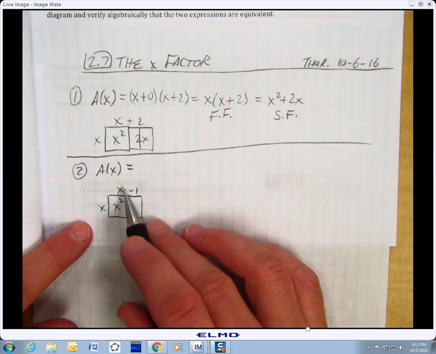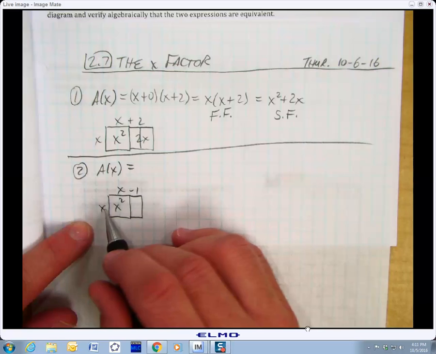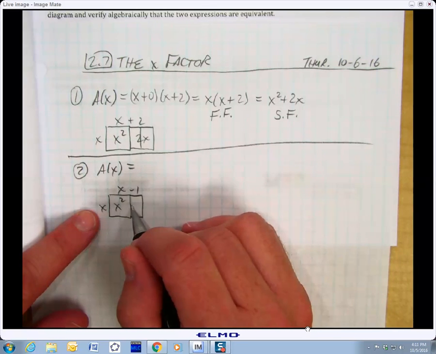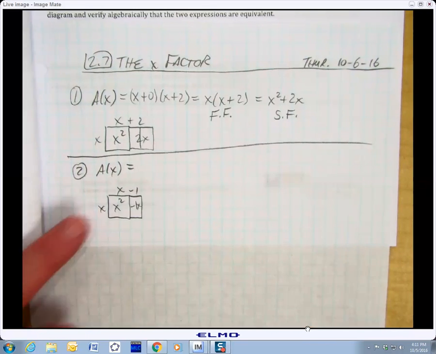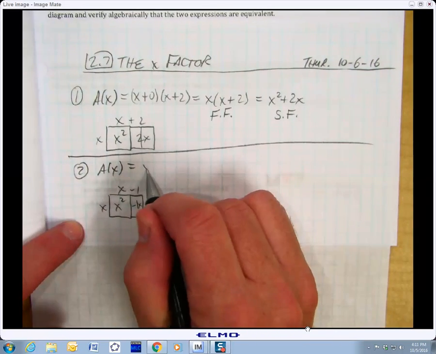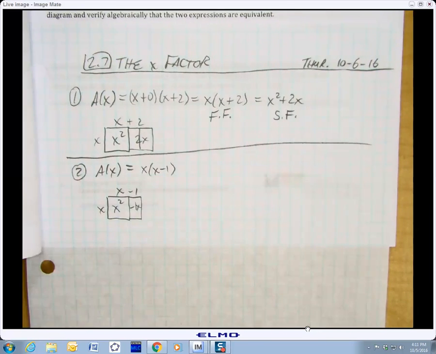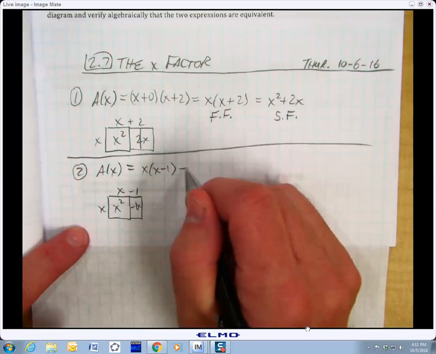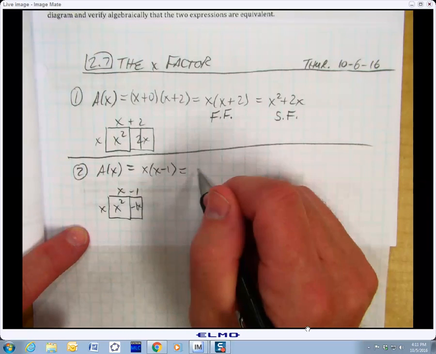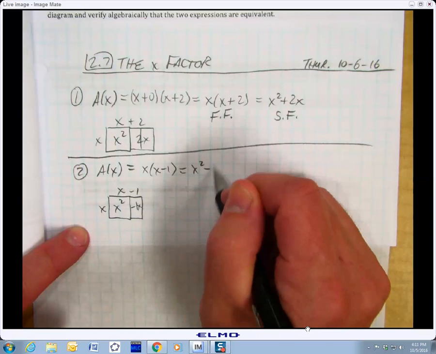So x times x is x squared still. Negative 1 times x, that's a negative times a positive, is negative 1x, also known as just negative x. So our dimensions, I'm going to drop the plus 0 immediately. There are my dimensions. And then if you were to distribute those, you'll get x squared minus 1x.